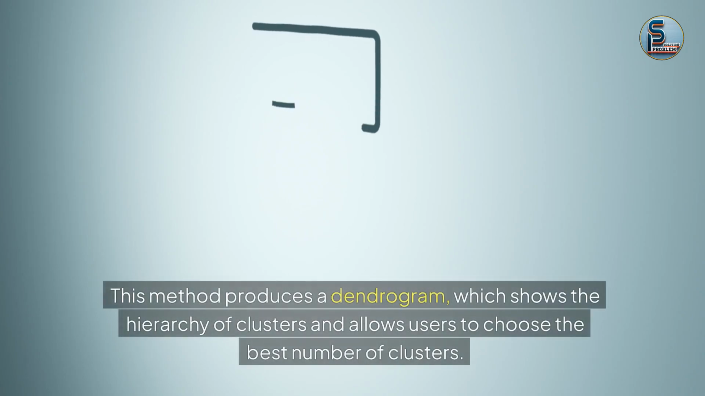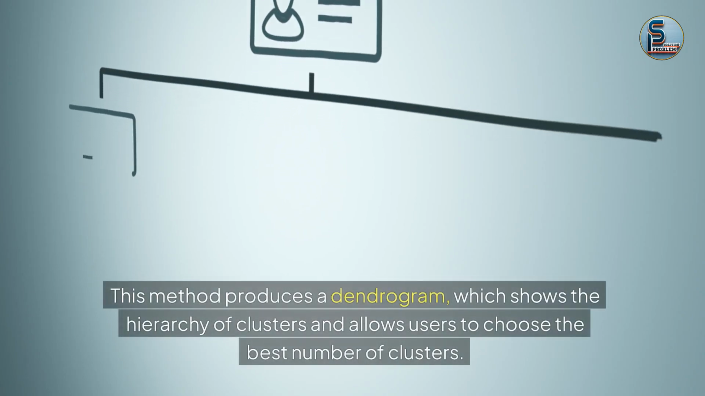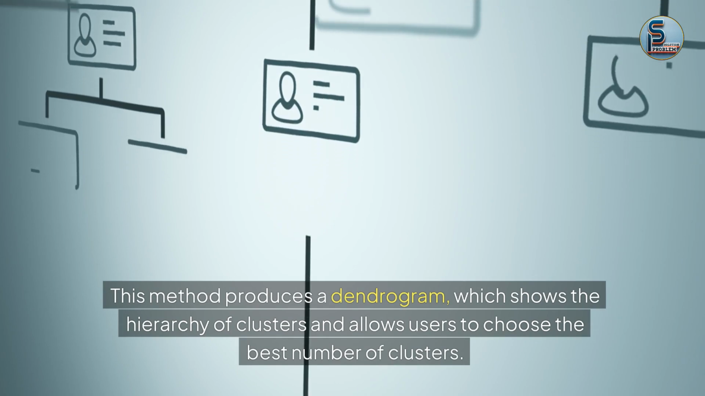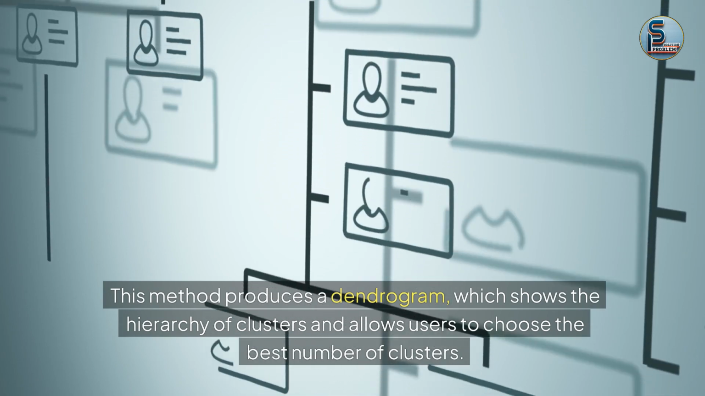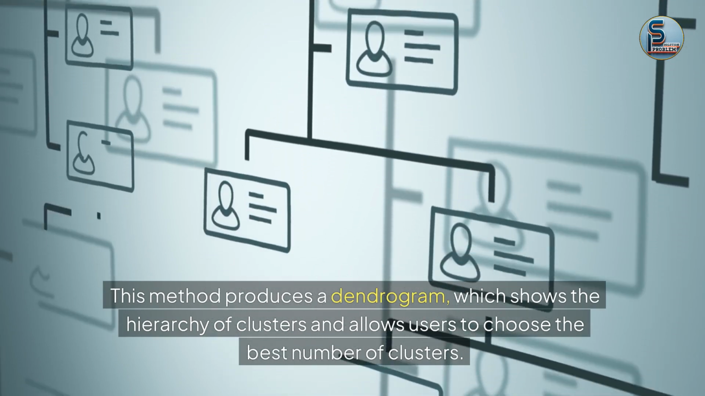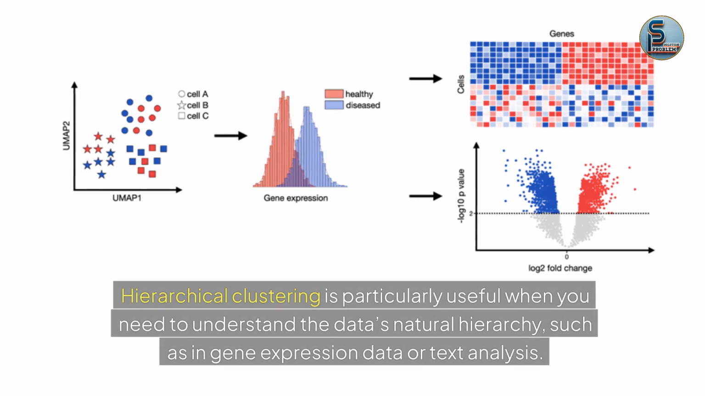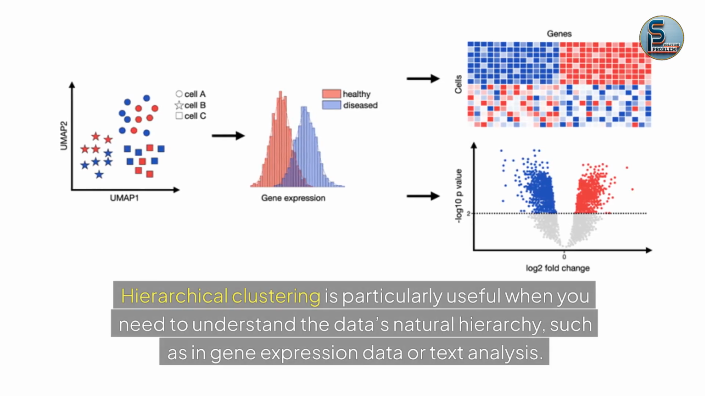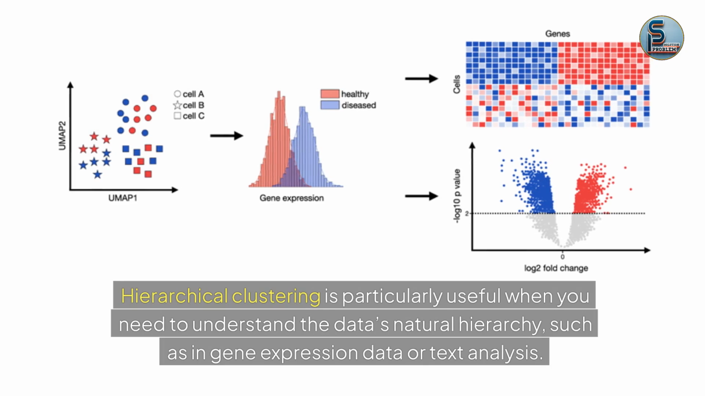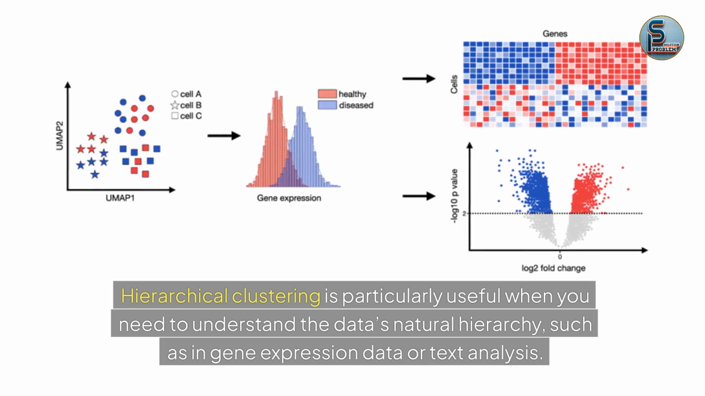This method produces a dendrogram, which shows the hierarchy of clusters and allows users to choose the best number of clusters. Hierarchical clustering is particularly useful when you need to understand the data's natural hierarchy, such as in gene expression data or text analysis.